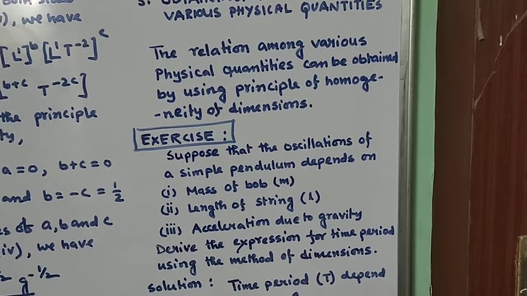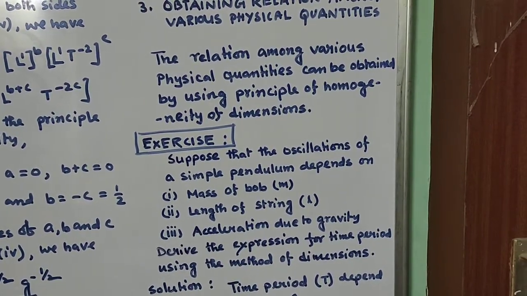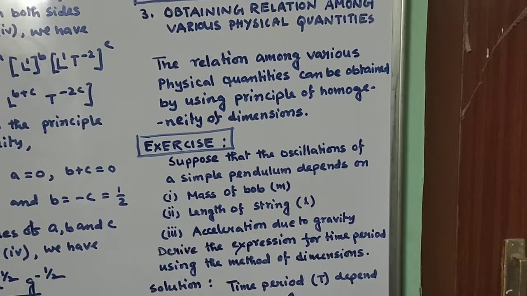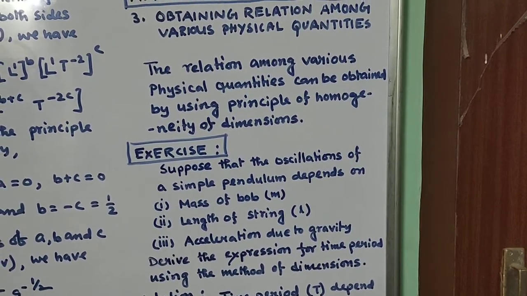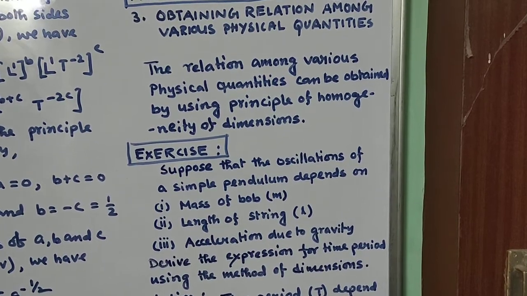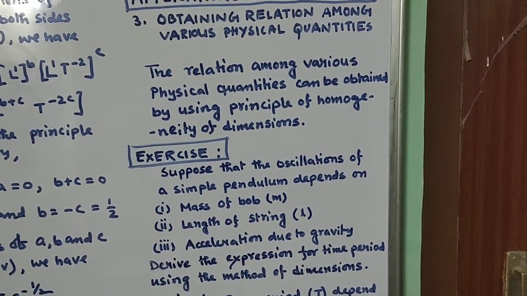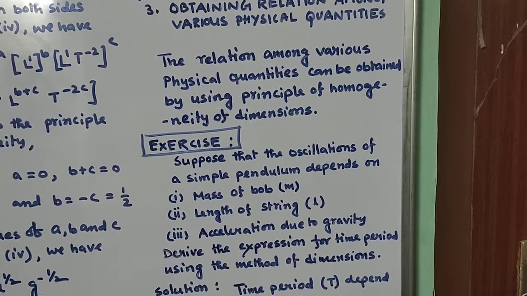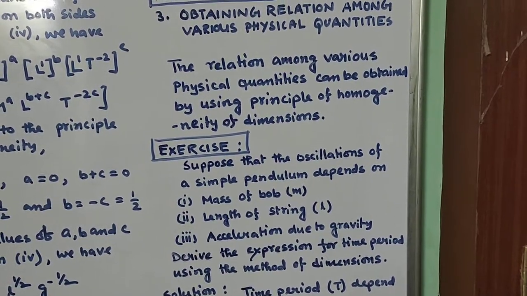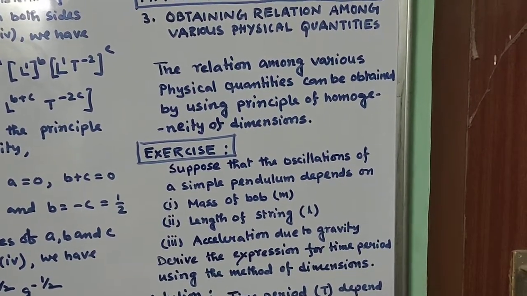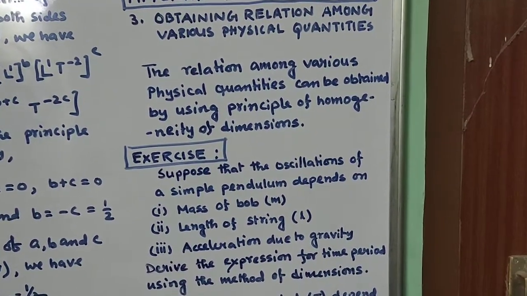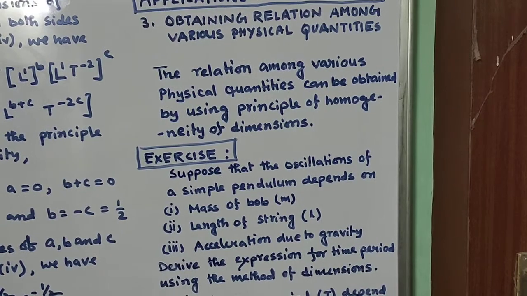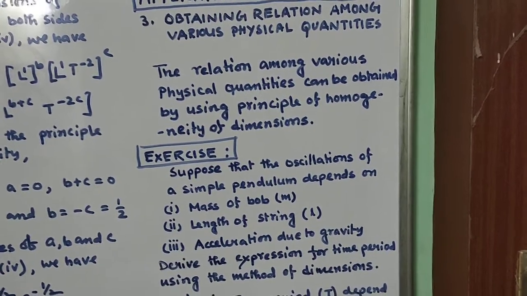So what we have written: derive the expression for time period using the method of dimensions. So we are going to use dimensions in defining the relation of time period with these physical quantities. Now it is not explained how the time period depends on mass, length and acceleration due to gravity. Here it only specifies that time period depends on these physical quantities.